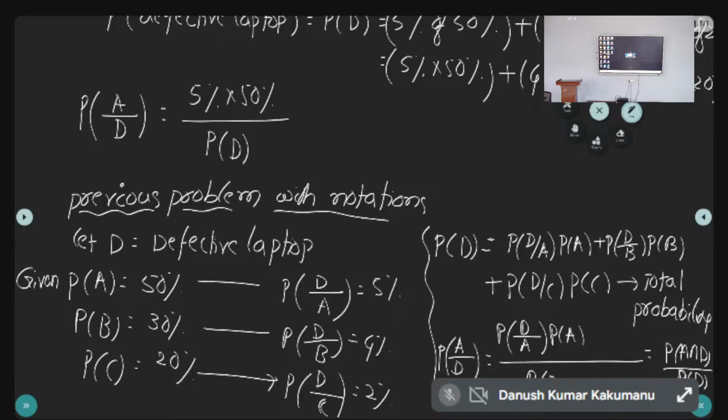Here in this P of D, multiple conditions are involved, not one. D by A is there, D by B is there, D by C is there. Whenever more than one condition is given, Bayes theorem is required to apply if you follow the rules. But I don't know Bayes theorem, I don't know rules and regulations. Direct answer. Is it?